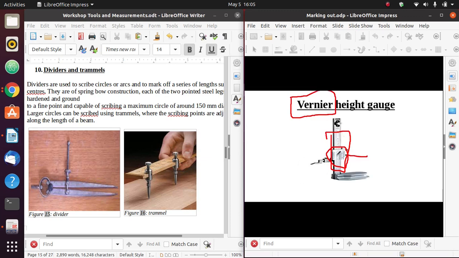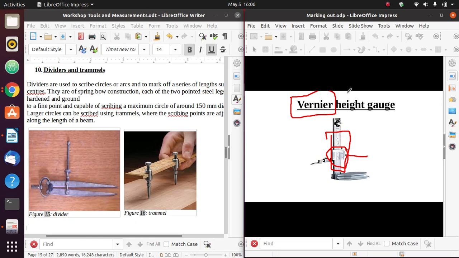In this case, if I want to measure something, let's say 15.23 millimeters, I will measure 15 on this main scale, and then I can measure 0.23 millimeters using the vernier scale. Now go through that video so that you can see how we read vernier scales. Because the vernier scale will be the same in this vernier height scale, it will be the same in the vernier scale that we use to read measurements and so on. So learn how to read vernier scales.